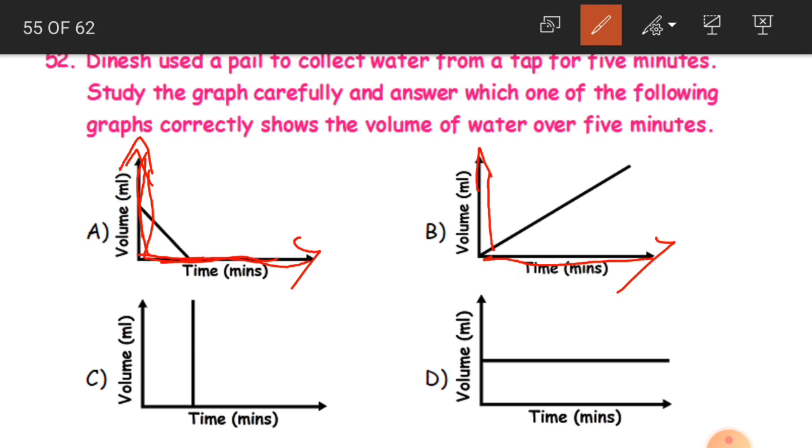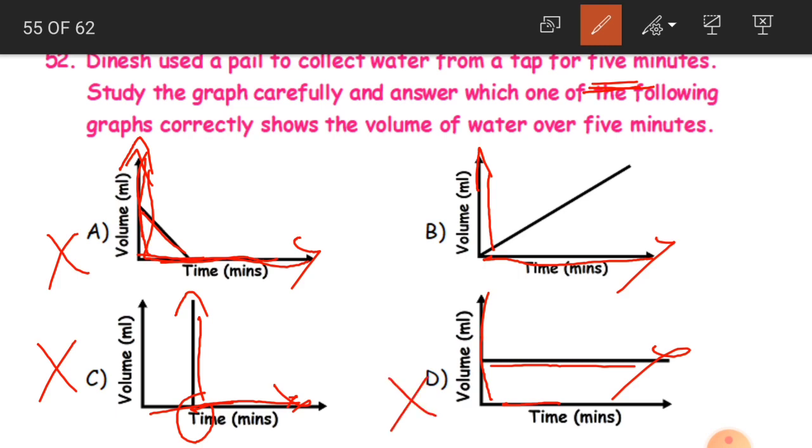If you see option A, here you can see the decrease in the water. So this is the wrong one. And in option C, increase in water is there, but time is stable here. But here it is 5 minutes. So after 5 minutes also, if the water is flowing from the tap, the water has to increase, and time must also increase. That is not done here. So here time is increasing, but the volume of the water is the same. So this is also wrong.